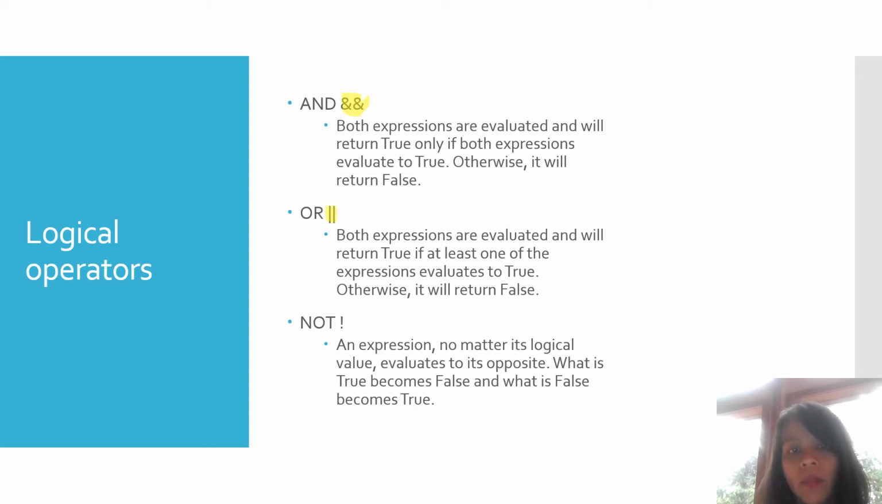OR means both expressions are evaluated and return true if at least one of the expressions evaluates to be true. So even if one of them is false, but one of them is true, it will still be true, unless both of them are false, then it will return false. And then there's NOT, which is an exclamation mark. As an expression, no matter its logical value, it's going to evaluate the opposite. If something is not this, then it is true.